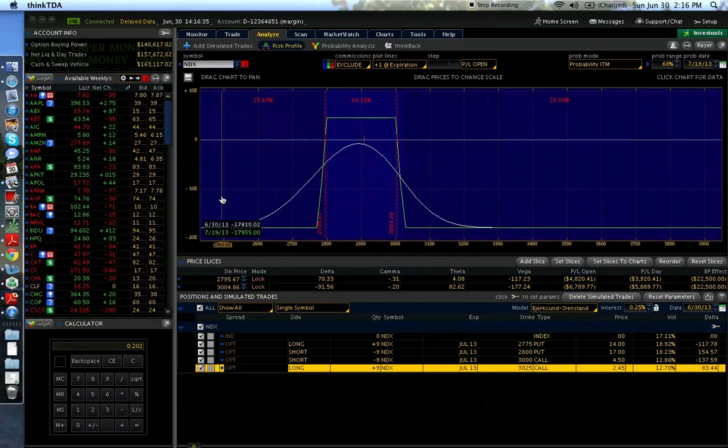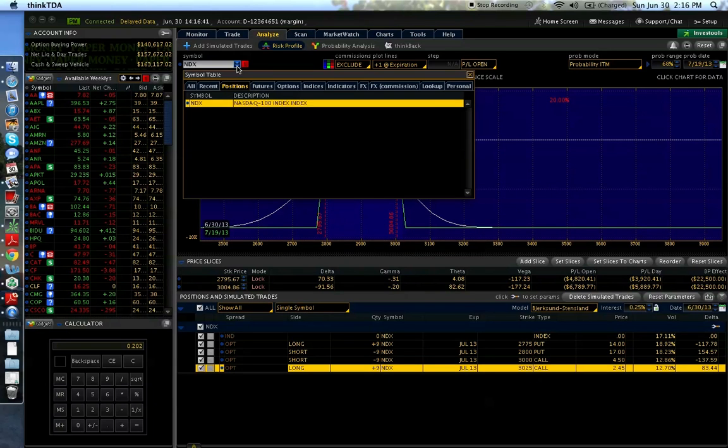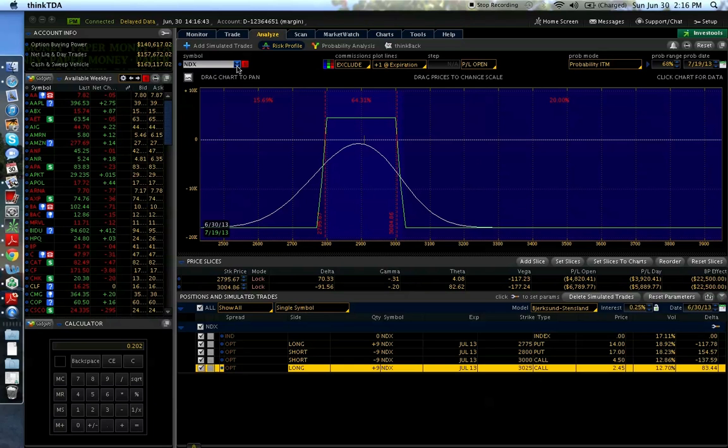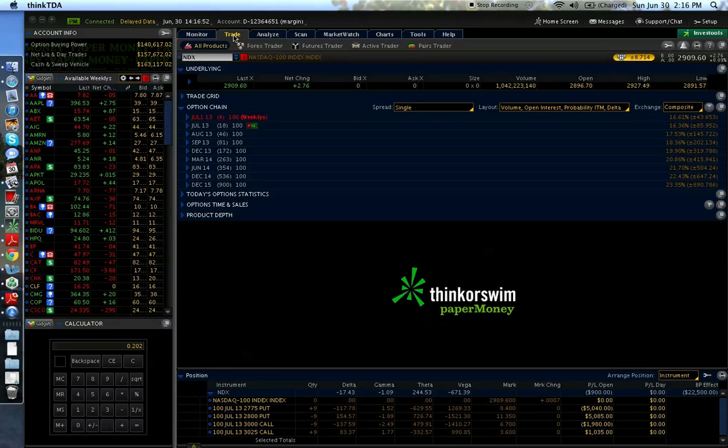There's a couple other things I can do. This is a higher risk trade, which is why it pays like 20%. Pays more money. But what I can also do is set a real quick trade up with the S&P 500.